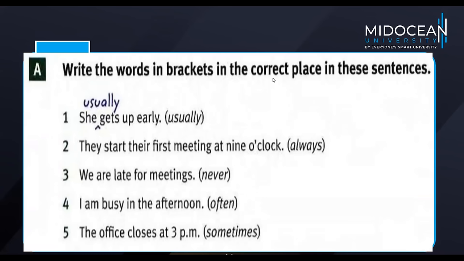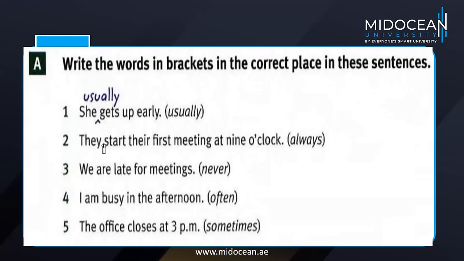Now let's show the answers. So, number two, they start their first meeting at 9 o'clock. استخدم always. احنا قلنا هتيجي before the main verb. So here قبل المين verb. They always start their first meeting at 9 o'clock. Number three, we are late for meetings. استخدم never. هنا مفيش فعل أساسي غير are، the verb to be. يبقى هنستخدمها قبل the verb to be ولا بعد the verb to be? Yes, بعد the verb to be. So we are never late for meetings.